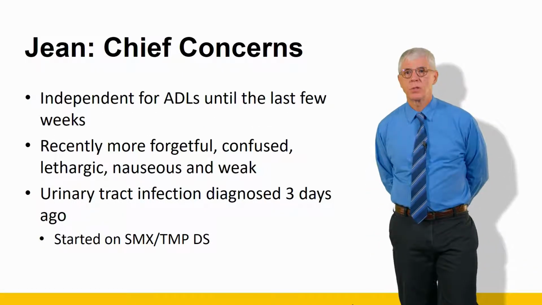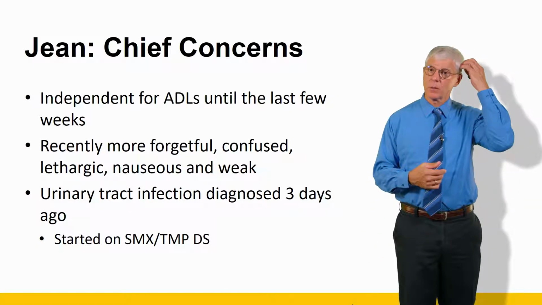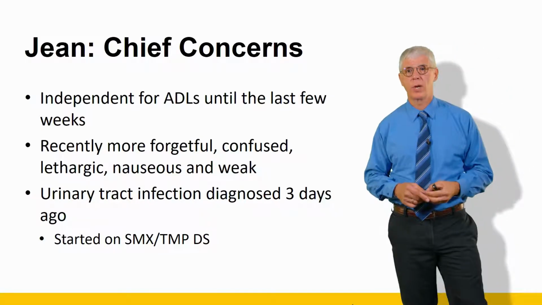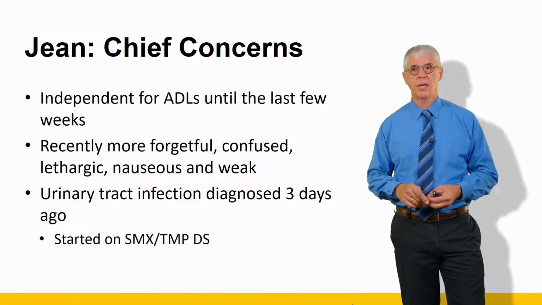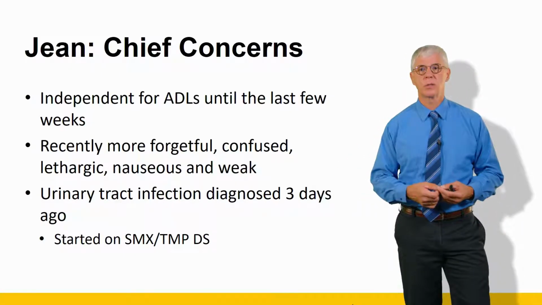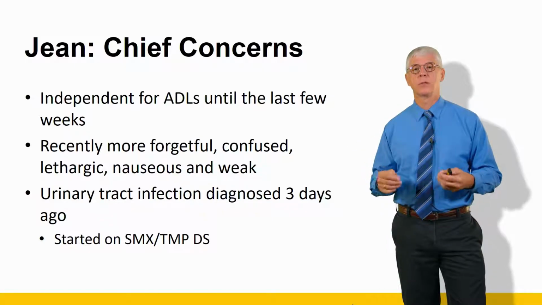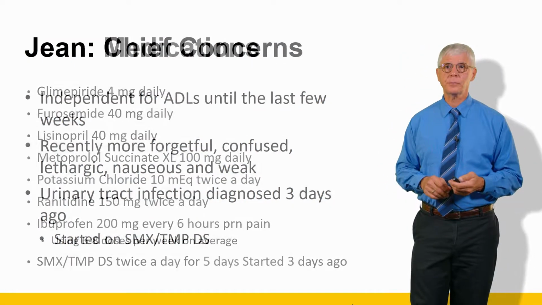Chief concerns, she's been independent for her activities of daily living until the past few weeks, although she's recently more forgetful, confused, been more nauseous and weak. She was diagnosed with a UTI, and certainly a UTI in an older adult can cause some of those symptoms, 3 days ago. And she was started on SMX-TMP-DS, the sulfamethoxazole trimethoprim, which we talked about earlier.